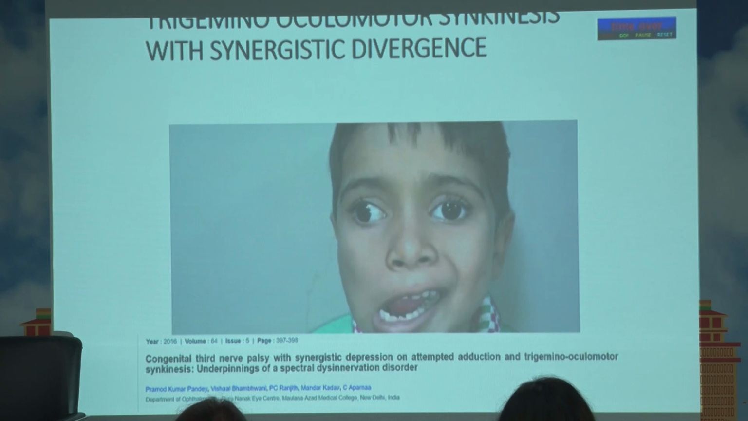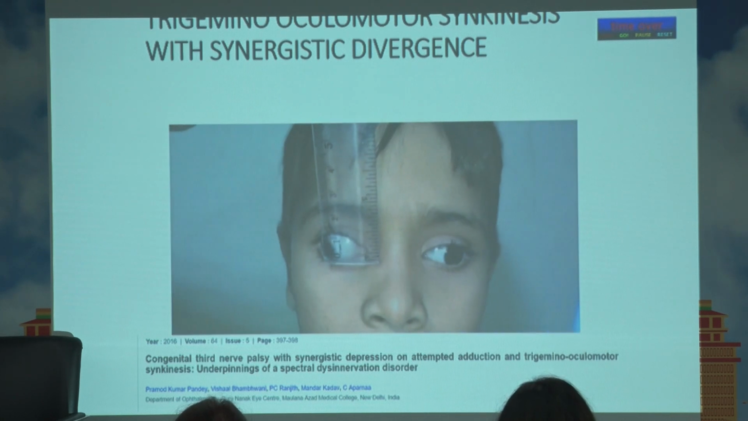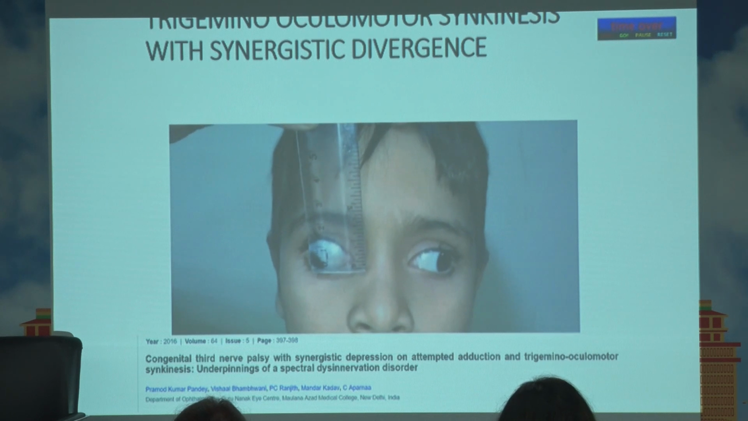In Marcus Gunn, what you see is that the lid is opening. Here, again you have synergistic divergence. The eye shoots down and diverges. So a similar picture as compared to that. But here instead of synkinesis with the upper lid, the medial rectus and lateral rectus are synkinetic with the pterygoid muscles. So this is again a rare presentation, which has been published.